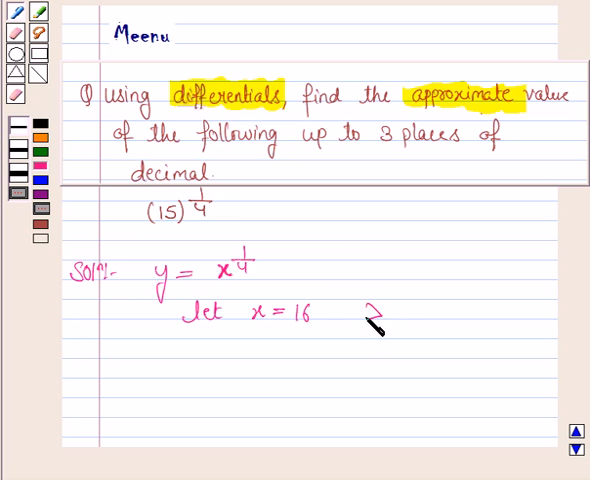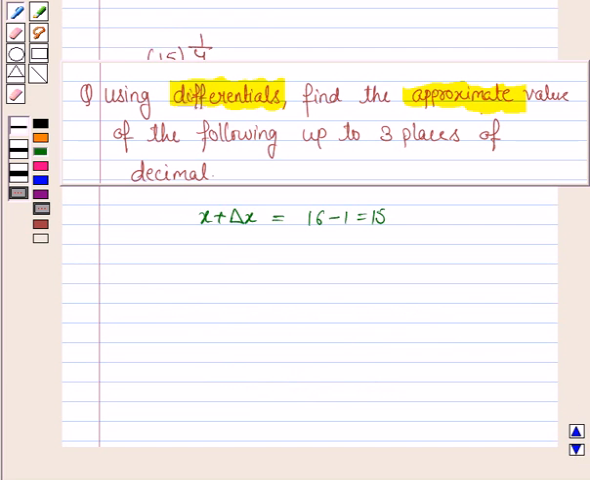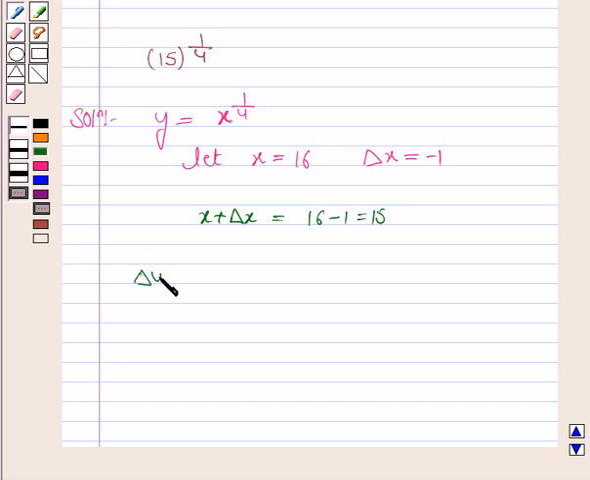So now we take delta x as minus 1, as we need to have x plus delta x as 15. So this would be 16 minus 1, that is 15. Now we know that delta y is equal to f of x plus delta x minus f of x. So this is x plus delta x to the power 1 by 4 minus x to the power 1 by 4. Now x plus delta x to the power 1 by 4 is 15 to the power 1 by 4, and x to the power 1 by 4 is 16 to the power 1 by 4.